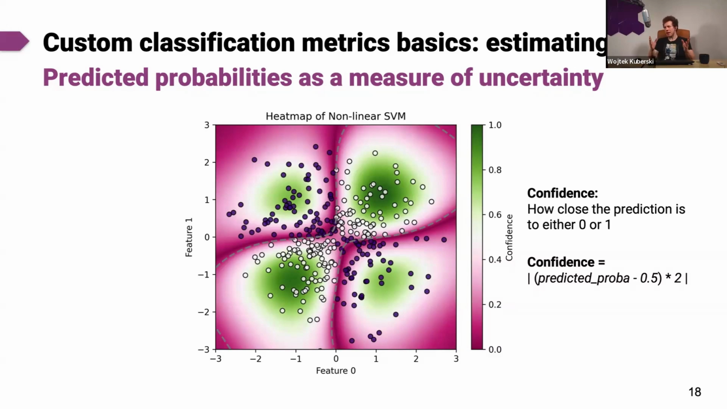And the way we do it is we're going to start with the actual prediction, so predicted probabilities, and then I'm going to define a confidence measure, which is basically how close the prediction is either to 0 or to 1.